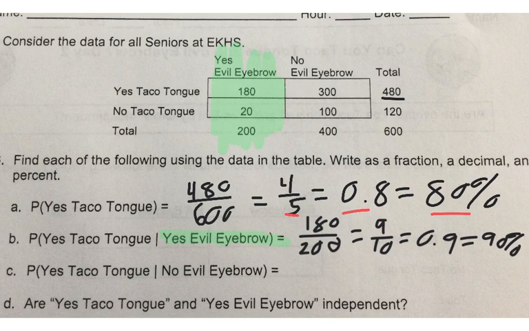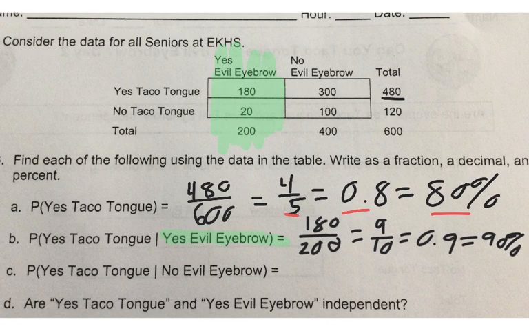Which part are you confused on? I added it, I don't know. Like you got the wrong fraction? No, I just got the wrong numbers, like I did 200 and 600. Okay.